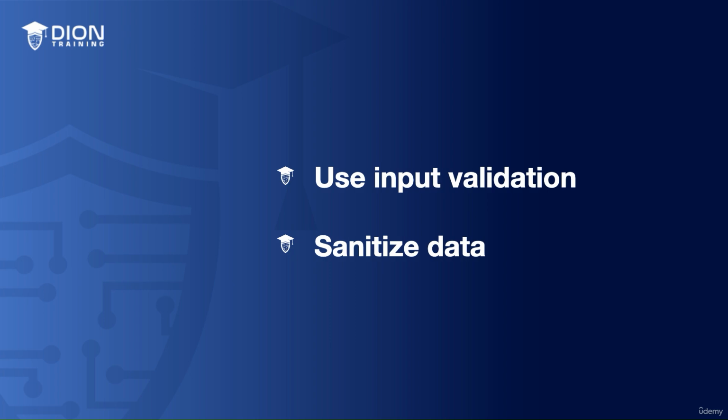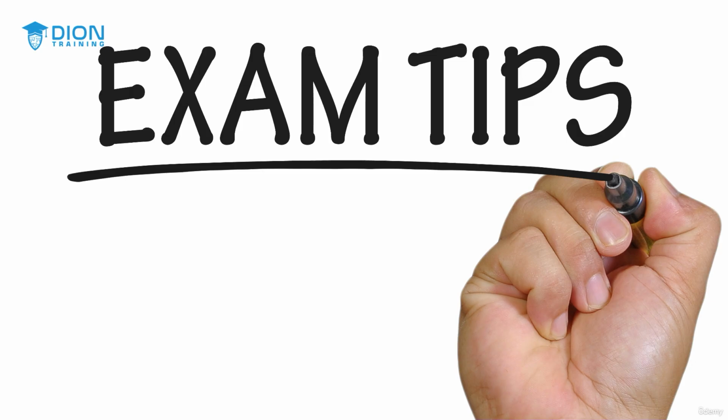And the best way to prevent an SQL injection is to use something known as input validation and to sanitize any data you receive from your users. Now, for the exam, anytime you see something with an apostrophe and something that equals something, I want you to automatically think this is probably an SQL injection attempt. Almost every single time, that's going to be the right answer.